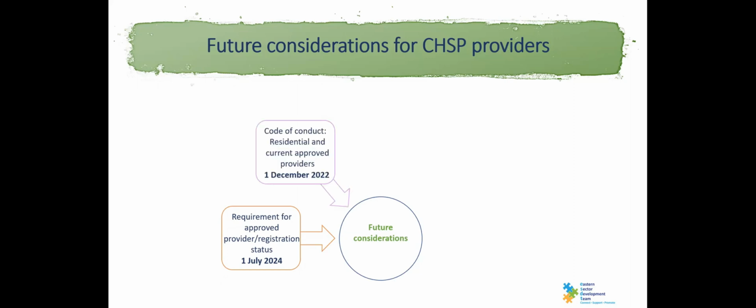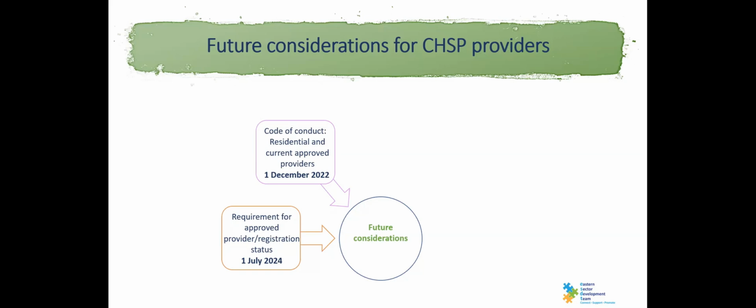You may be aware that a new aged care code of conduct is coming into the aged care sector from the 1st of December 2022. Now, this will only apply to residential and current approved home care providers at the moment. So it does not apply to CHSP organisations. But essentially what the Code of Conduct will do is it sets out a standard of expected behaviours of aged care organisations, their governing bodies and their staff.